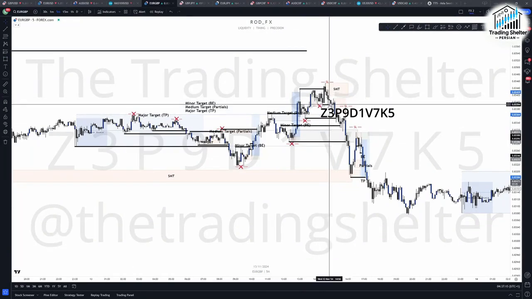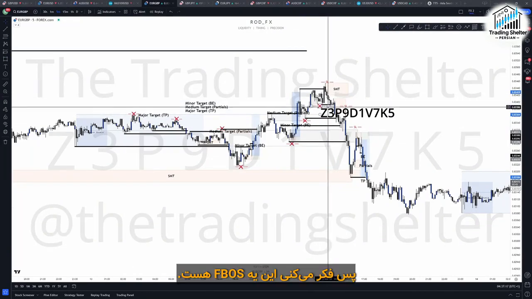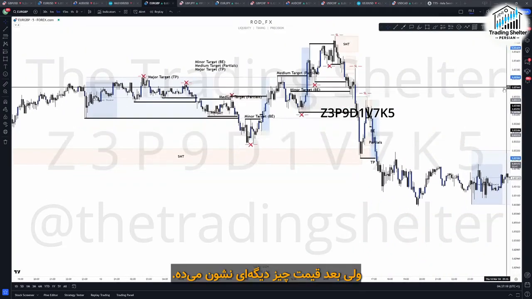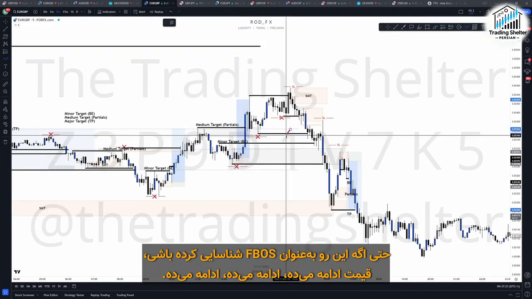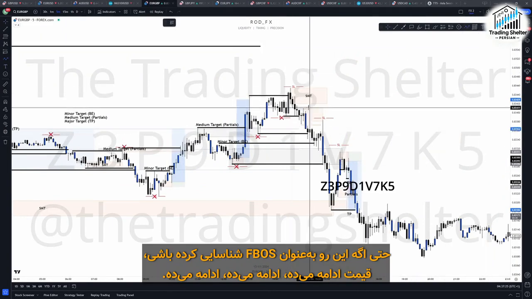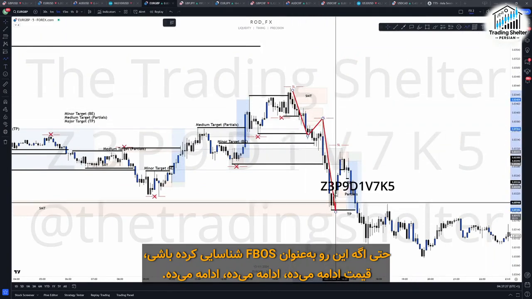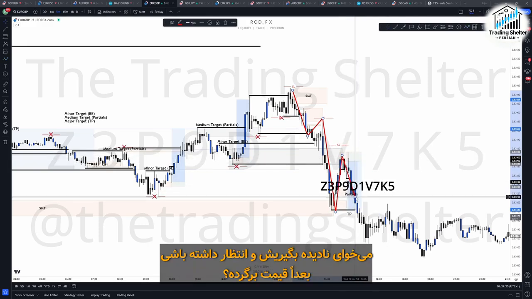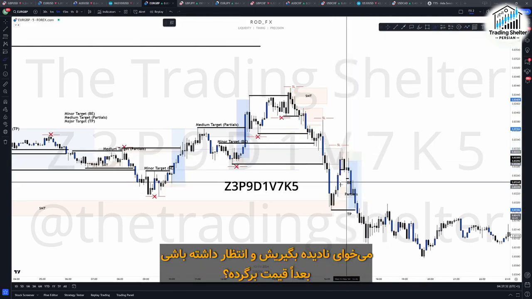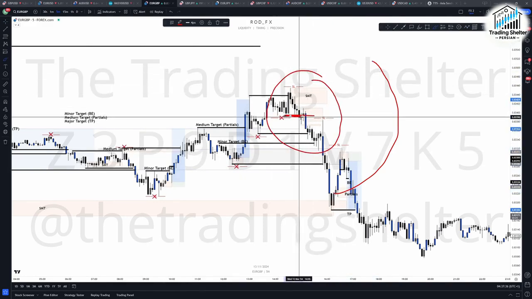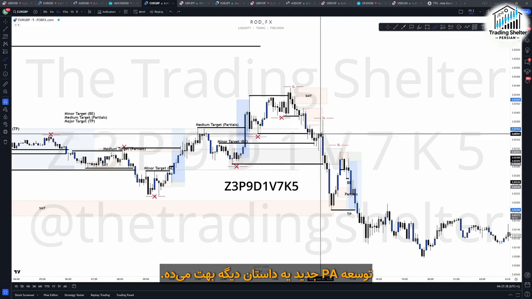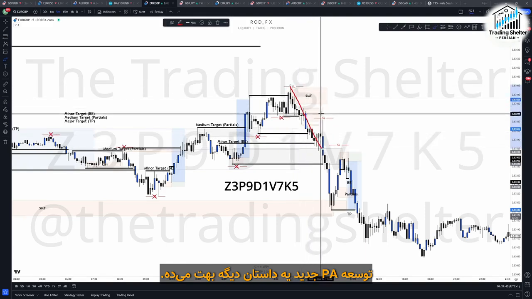And of course, this is the first structural shift. So you think it's an FBOS. But then the price says something different. Even though you identified this as an FBOS, price continues. Are you just going to ignore and expect the price to reverse afterwards? The context needs to be important. The new actual PA development gave you another story.